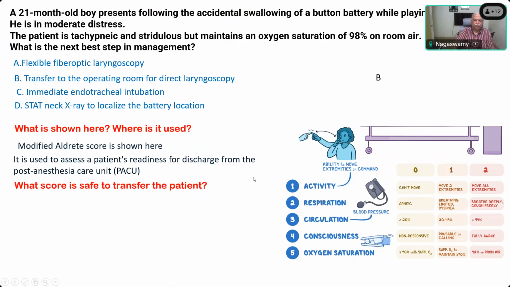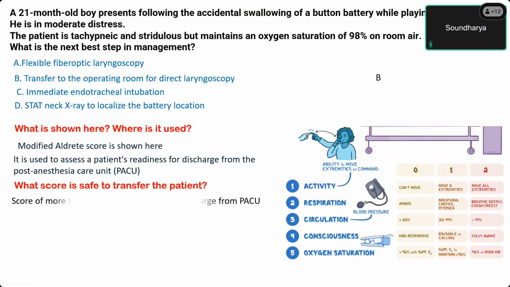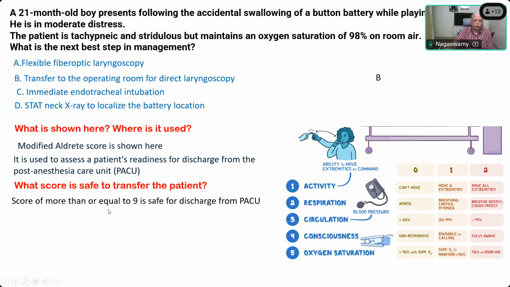8, sir. No, they say a score equal to 9 or more than 9 is safe. Okay. Why is it called modified?